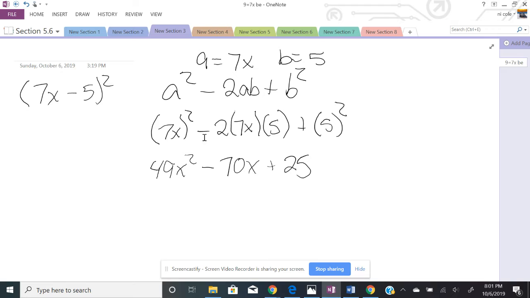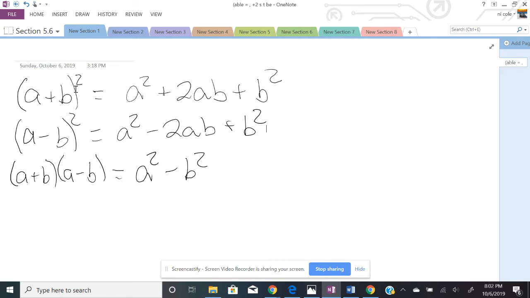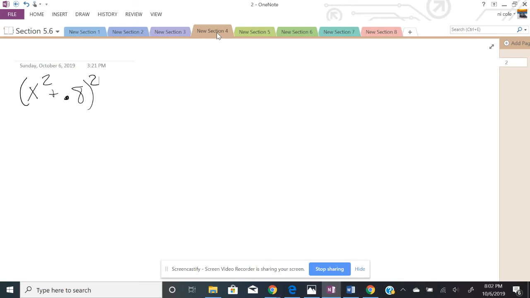All right, moving on. Another example. Again, this is a special case. This is my a plus b squared. So I need to put it in a squared plus 2ab plus b squared. So here I go. A squared plus 2 times a times b plus b squared. A is equal to x squared. B is equal to 0.8.